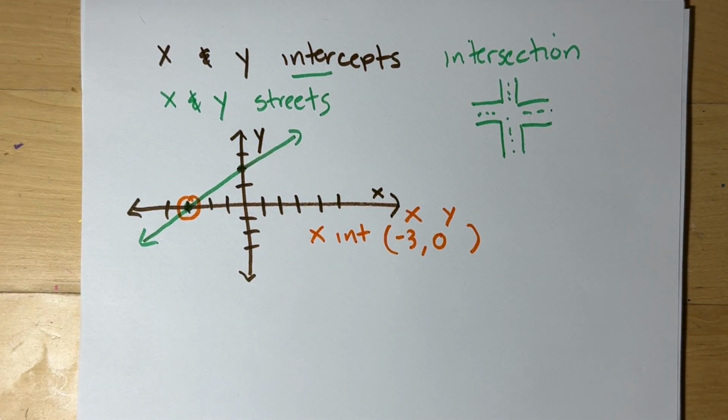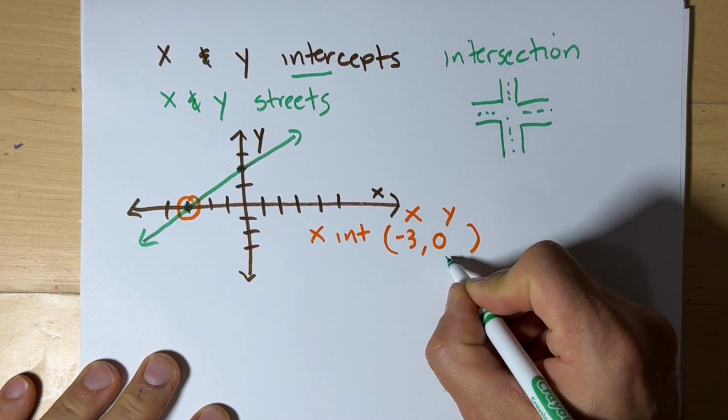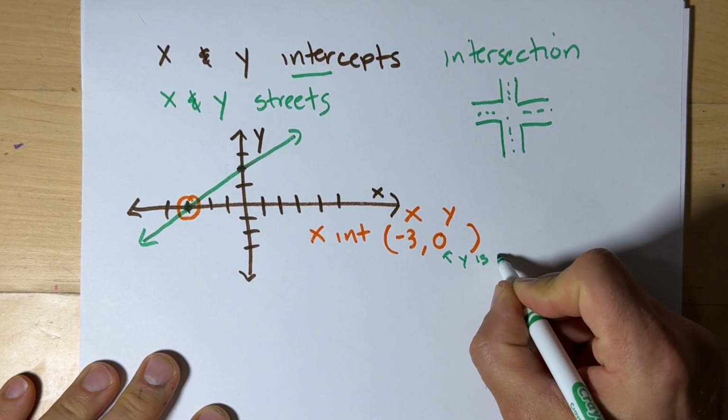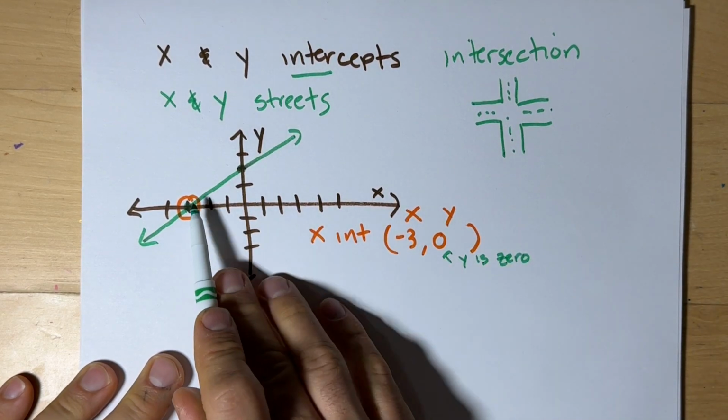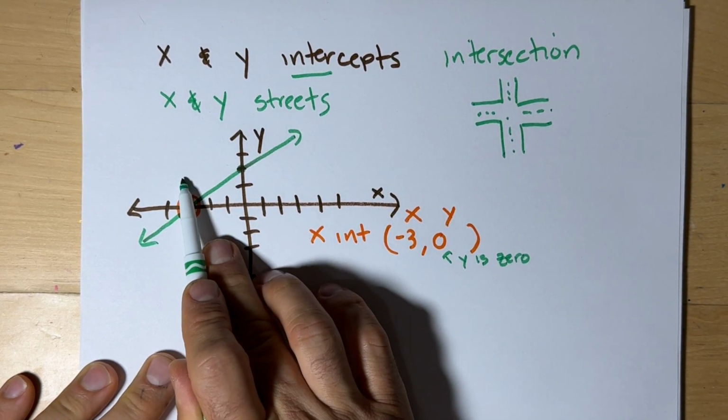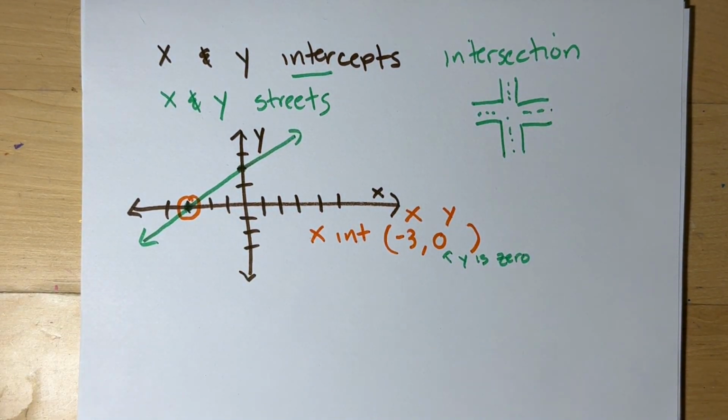And what we'll notice as we do these is that when you're on X street, Y is 0. That always happens, because if you leave and go up 1 or down 1, you're no longer on X street. So you have to be where Y is 0.